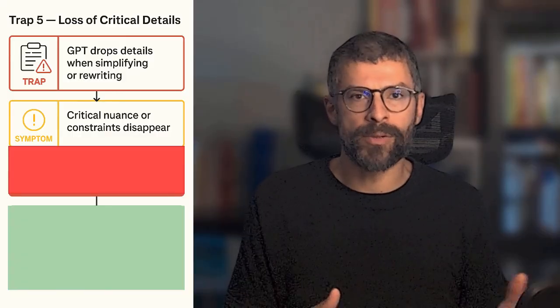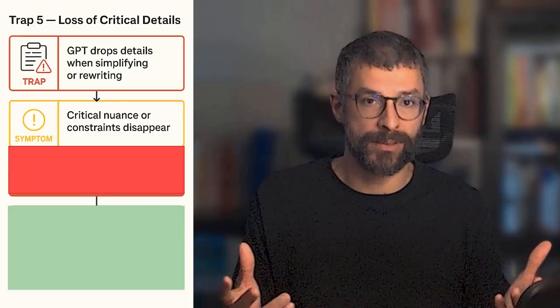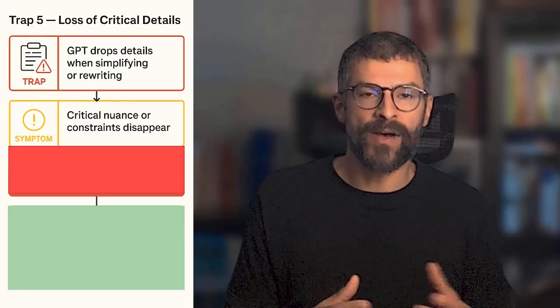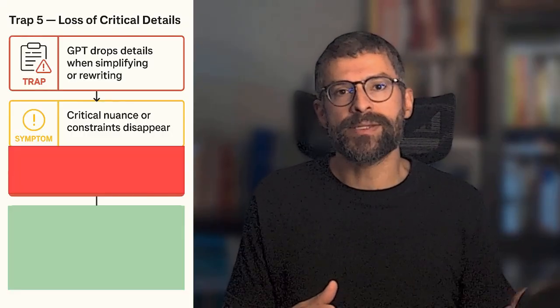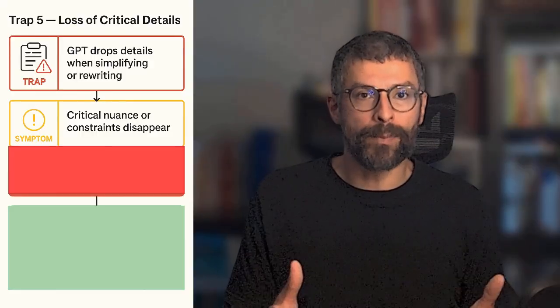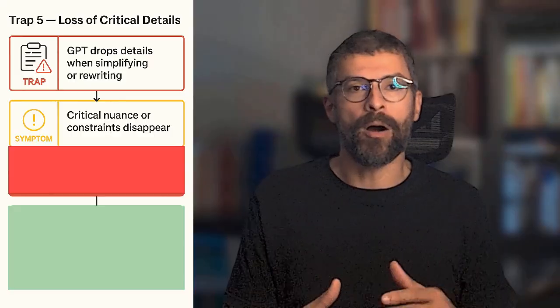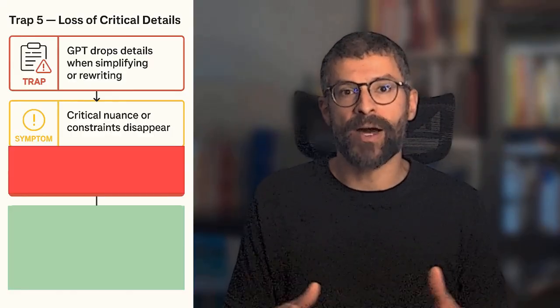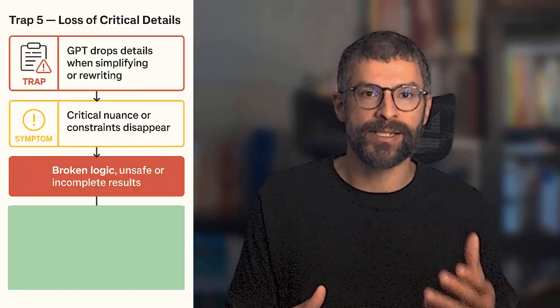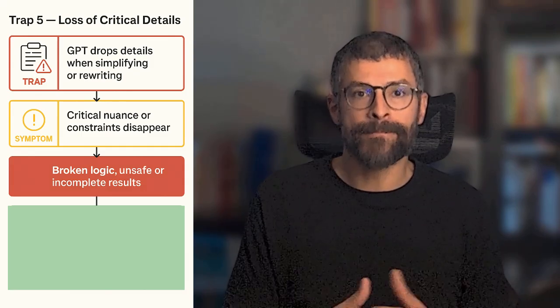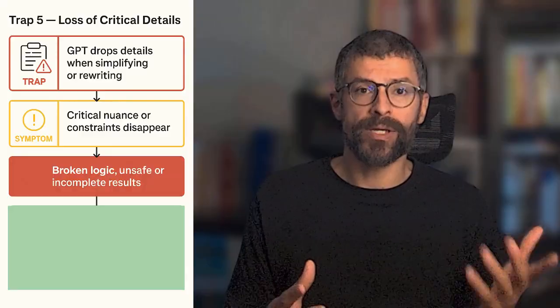You'll see this in summaries, rewrites, or when you ask ChatGPT to shorten notes. The nuance vanishes. For instance, a policy rewrite drops the one compliance rule you can't skip, or a strategy summary loses the fine print that makes the advice safe. It looks neat, but it fails in practice. So here is how to fix it.